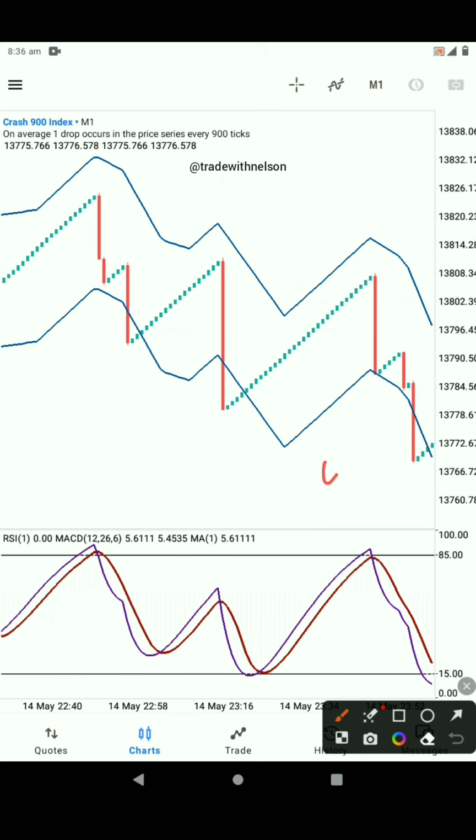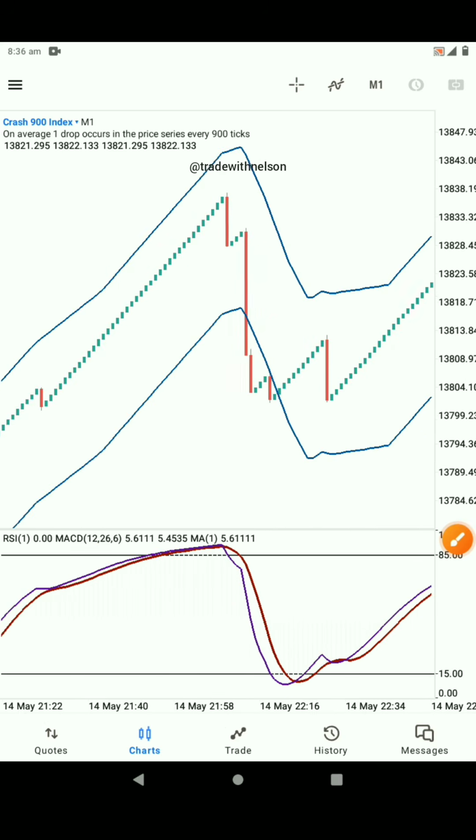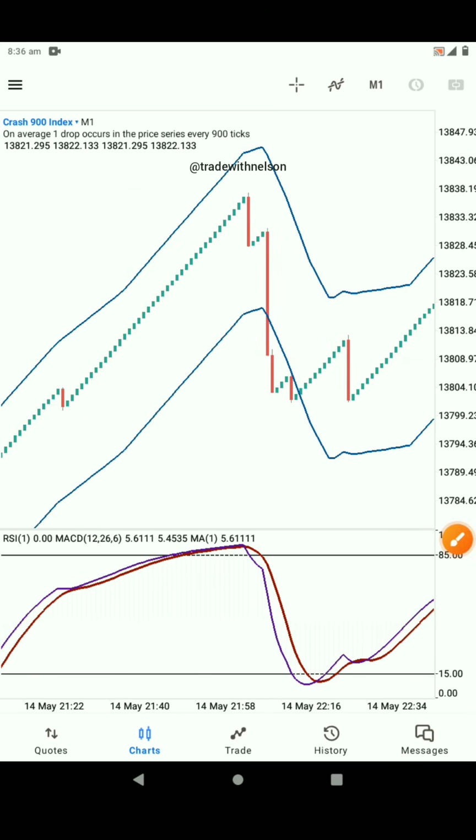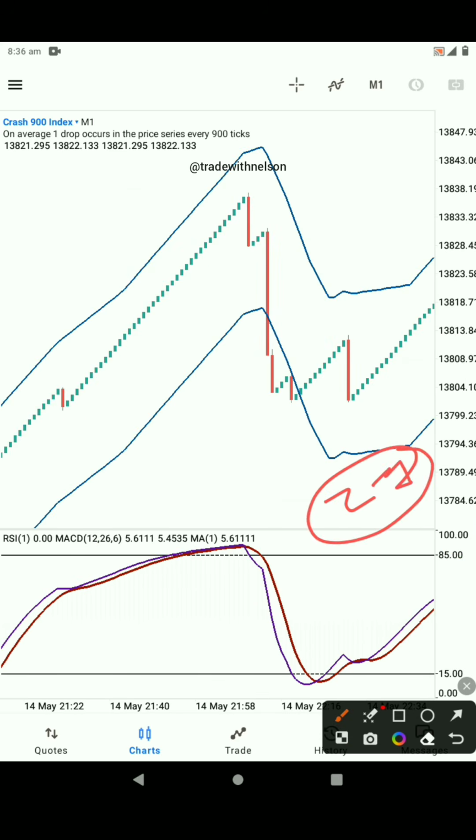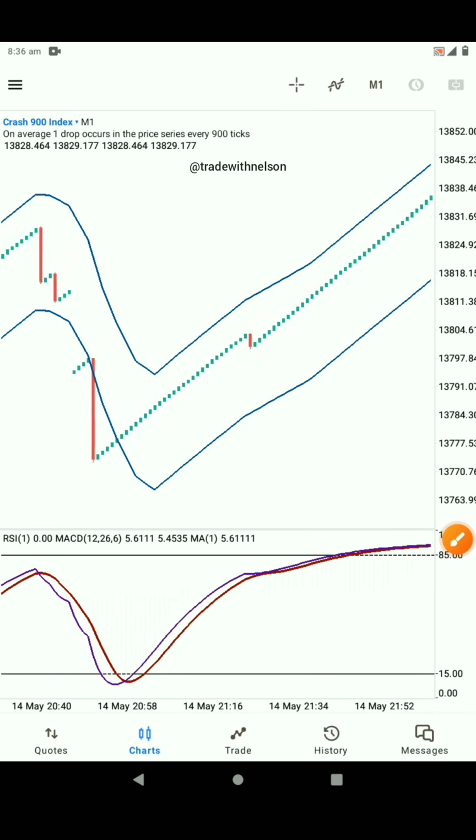After this, I want you to go back on your chart, backtest this strategy and trade it on your demo account. Practice for at least 2 to 3 weeks before you can say if you are profitable with the strategy.